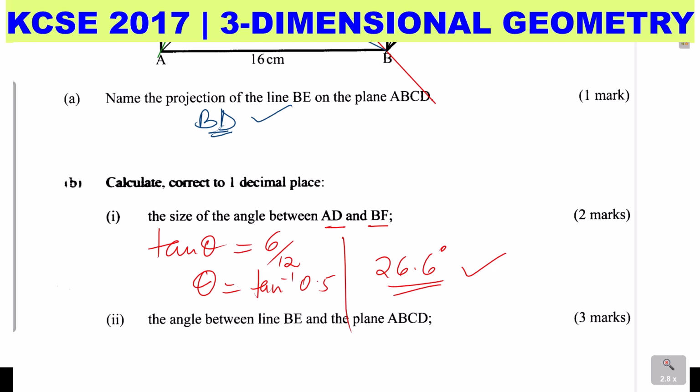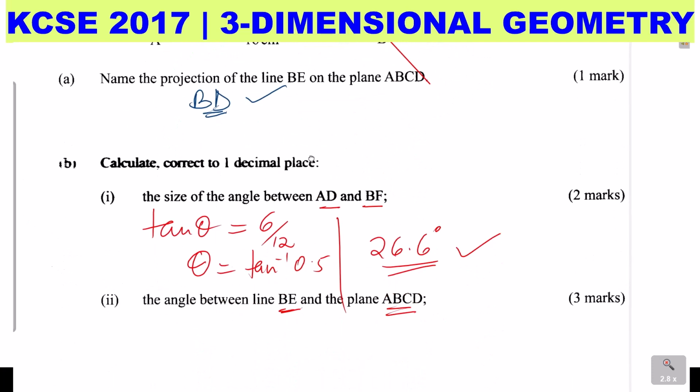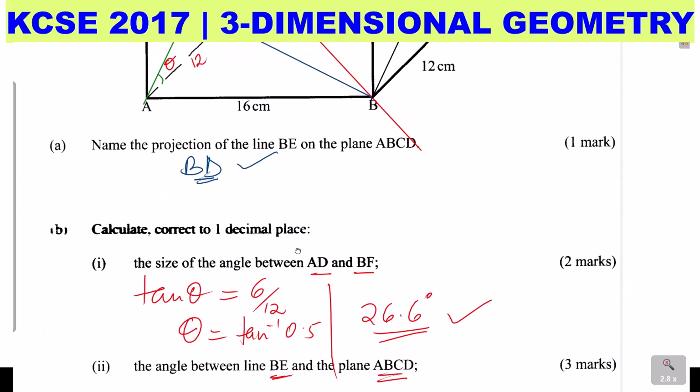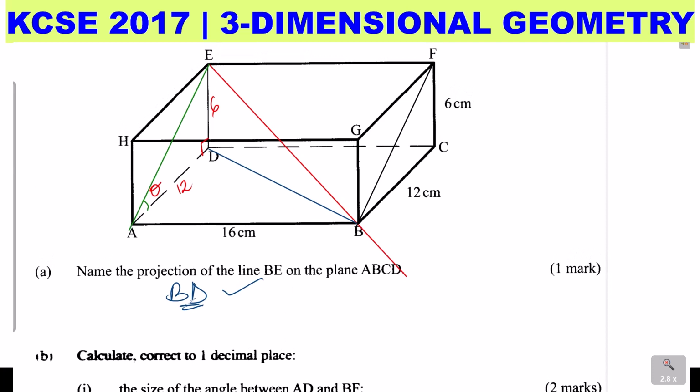Part (ii), the angle between line BE and plane ABCD. So let's go to the diagram. Line BE is drawn, it is here. So this is the line. And the plane, that is the angle between a line and a plane, the base, that is ABCD. That is the base. So that is the angle between a line and a plane.